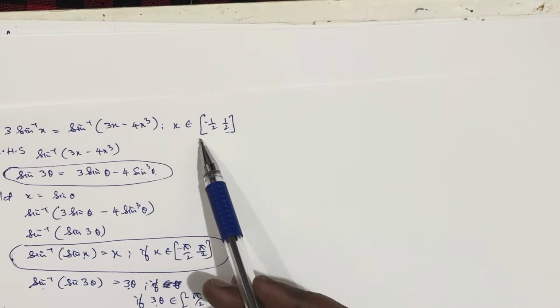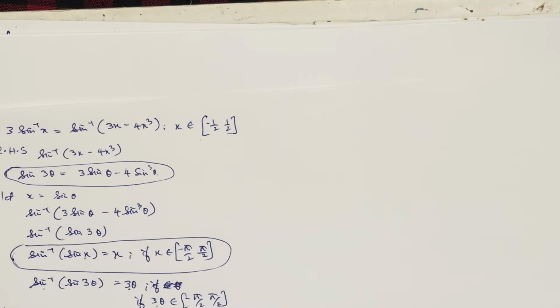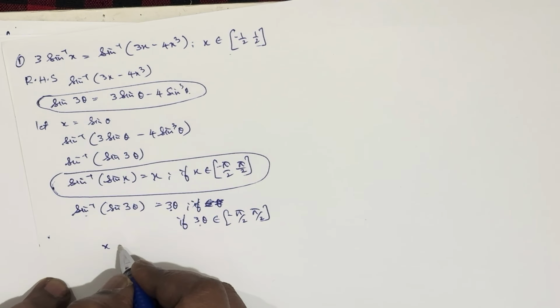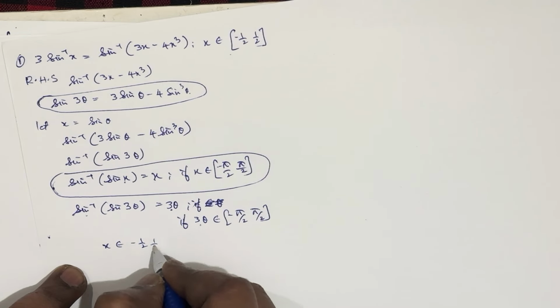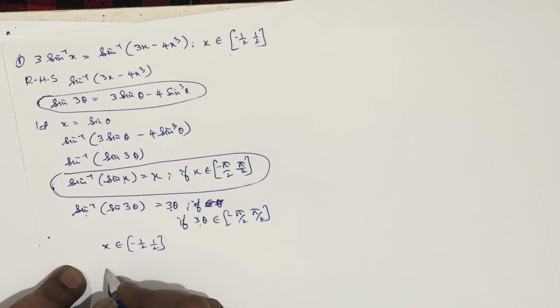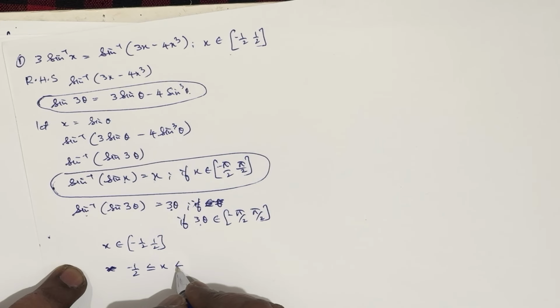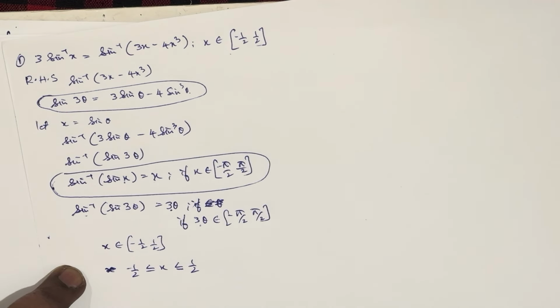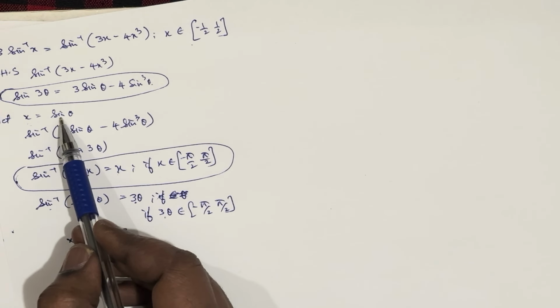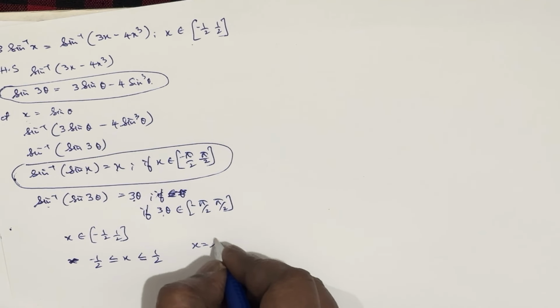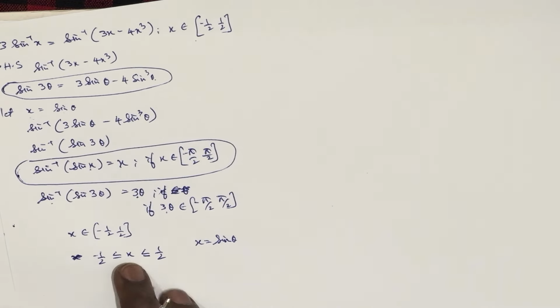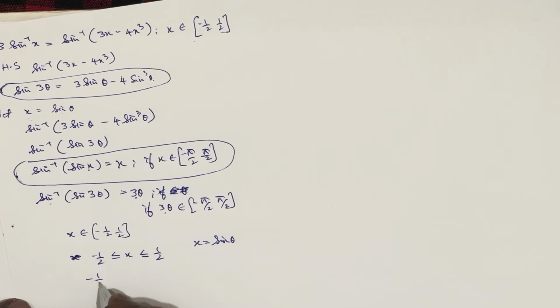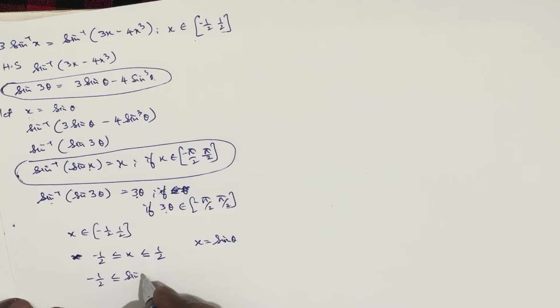Here we have already been given the condition, x belongs to minus 1 by 2 to 1 by 2, closed interval. We can write this as minus 1 by 2 less than or equal to x less than or equal to 1 by 2. Now we have taken x is equal to sine theta, so let's put sine theta here. Minus 1 by 2 less than or equal to sine theta less than or equal to 1 by 2.